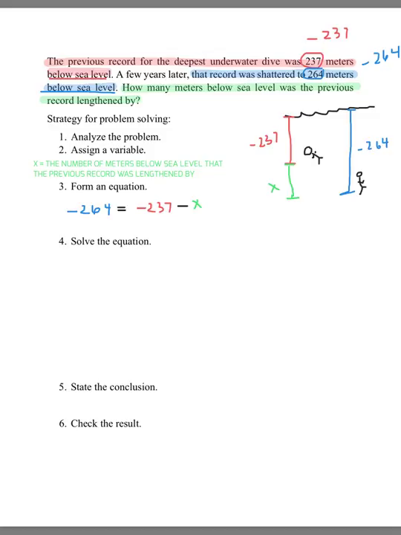So again, we have negative 237, that was the previous record, and then we went further down into the sea, so a deeper sea level, so we're going to have to subtract that quantity. And then that's going to give us the new record. So now let's go ahead and solve our equation.